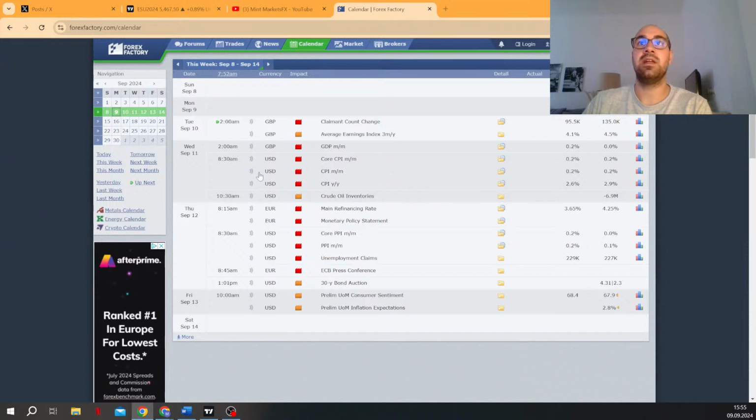And let's then start with the economic calendar. We have no news drivers today, and basically no relevant news drivers on Tuesday. So the first interesting news driver is core CPI on Wednesday.